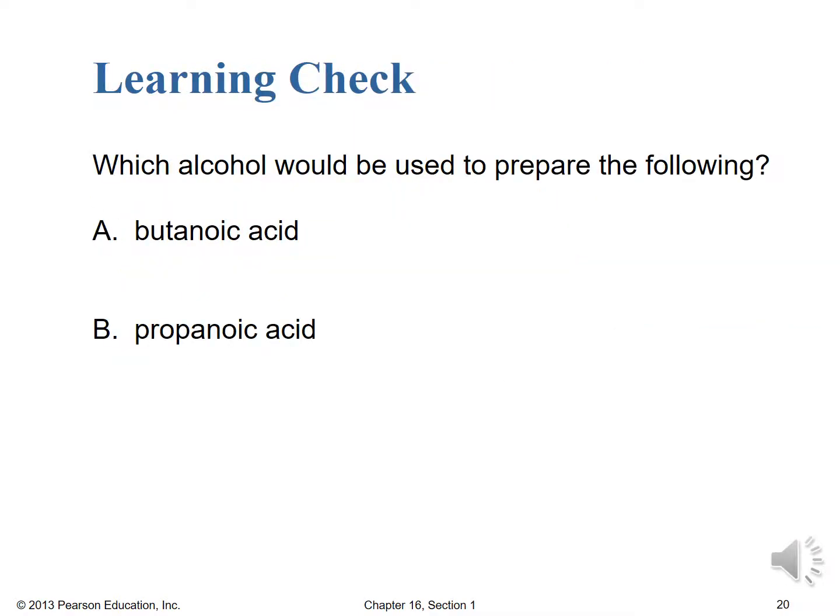Okay, so before we leave this first lecture in chapter 16, on particularly the carboxylic acids, but also the esters that we'll get to later on, we have one final learning check. Which alcohol would be used to prepare the following? So for A, butanoic acid, what alcohol would it come from? And B, propanoic acid, which alcohol would that come from? Go ahead, stop the video here while you write those answers down, and then start us back up when you're ready to check your work. Good luck.